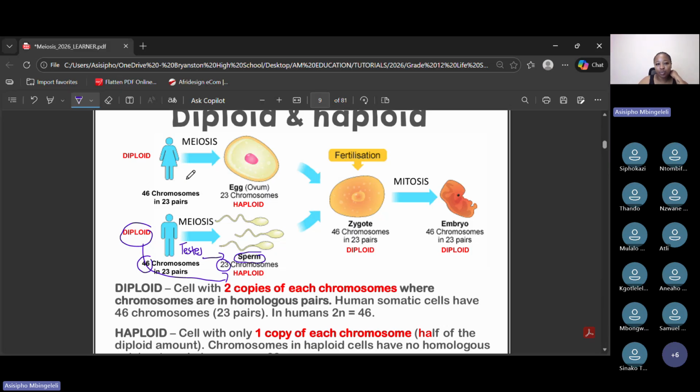Same with females. Meiosis will take place in the ovaries, right? And then when meiosis takes place, the ovary cells will have 46 chromosomes, which is 23 pairs. When meiosis takes place, it takes place to form egg cells. And these egg cells will have half the number of chromosomes, which is 23.